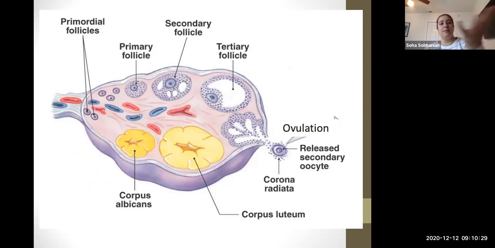If you look at this picture, guys, it shows you all of the phases that we described. Up here, we have the follicular phase. Right here, they described it as tertiary follicle, but what we call it is the mature or Graafian follicle. You have the process of ovulation and then the luteal phase down here.